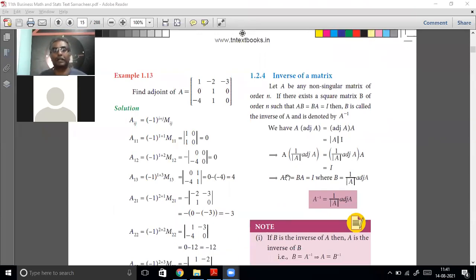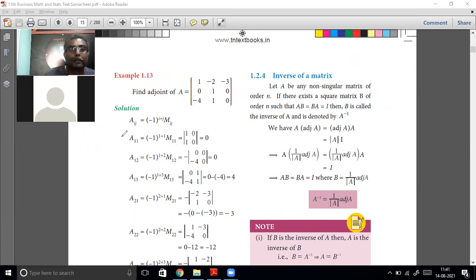So you have to find the adjoint now. Okay. Now let us go through here itself. No big deal. So find the adjoint of the matrix 1, minus 2, 3, 0, 1, 0, minus 4, 1, 0.